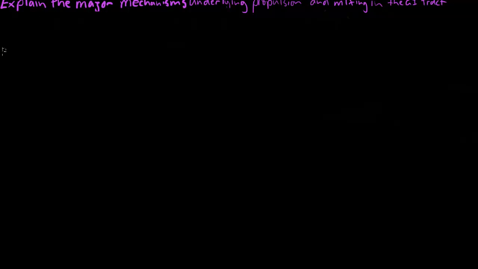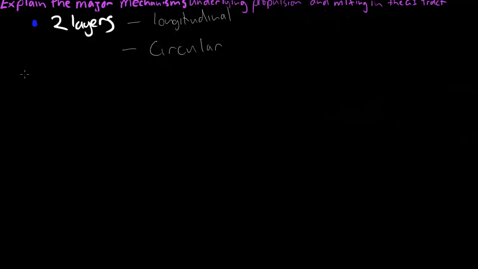Now, the first thing you need to know is about certain properties of the gut. It's got two special properties that are important to know. Firstly, there are two layers of muscle: longitudinal and circular.